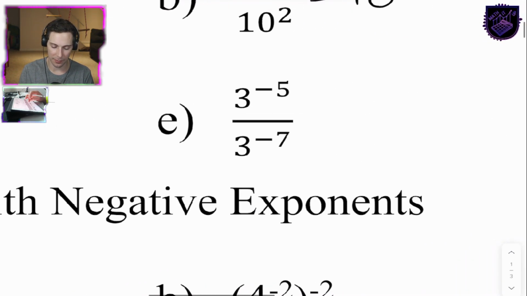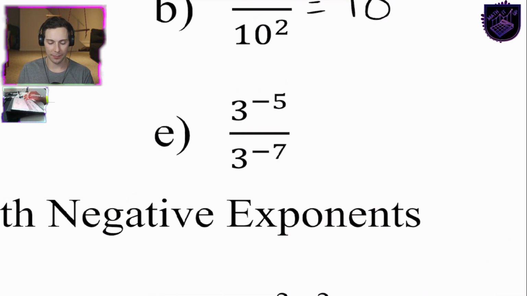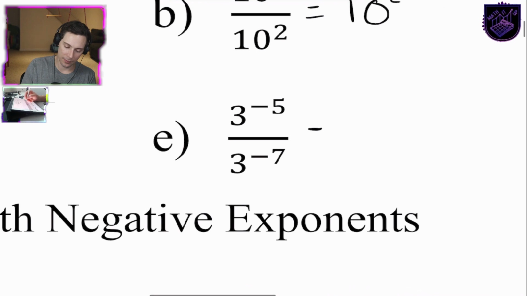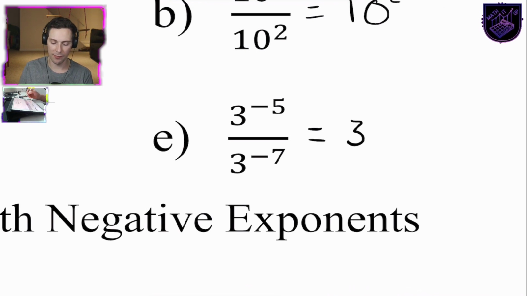Now, let's look at this one. Okay. So I'm keeping my same base. It's a positive base, 3. Negative 5 divided by 3 to the negative 7. Division law states you're going to subtract the exponent from the denominator from the exponent of the numerator. And this is going to leave us with 3 to the power of 2. Negative 5 minus negative 7, positive 2.